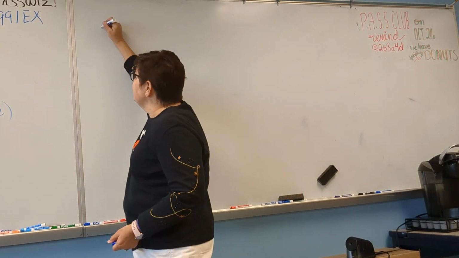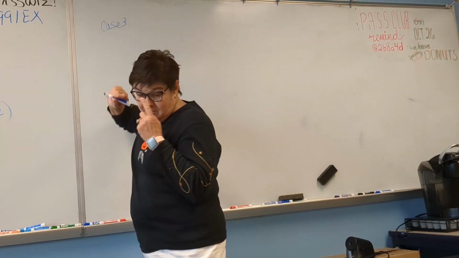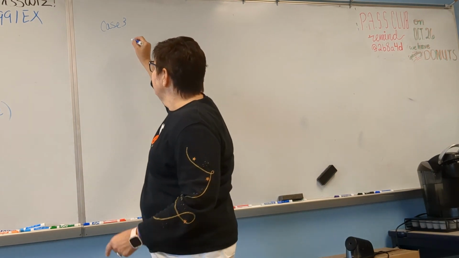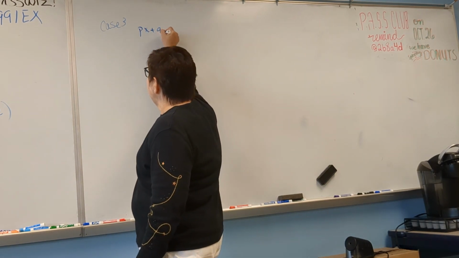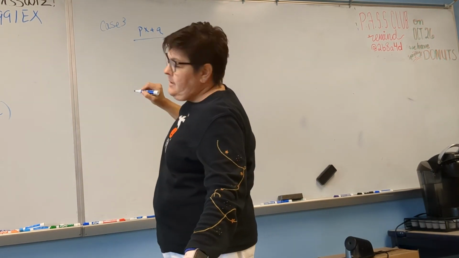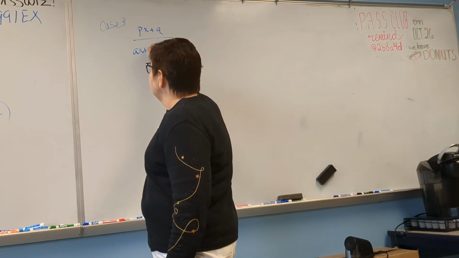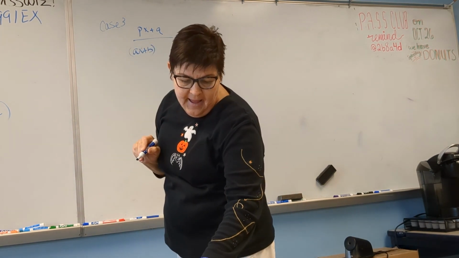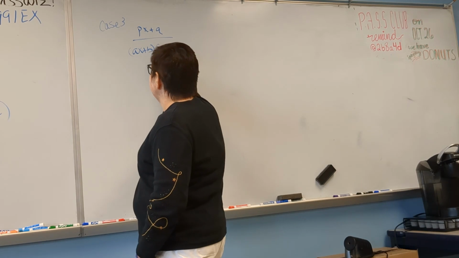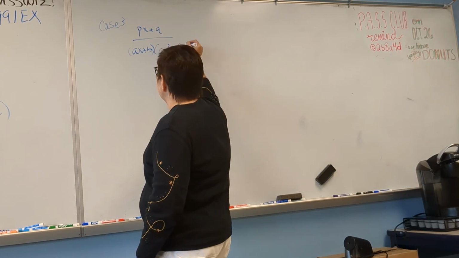Case 3 is px plus q over ax plus b, like we normally have, and then cx squared plus b.